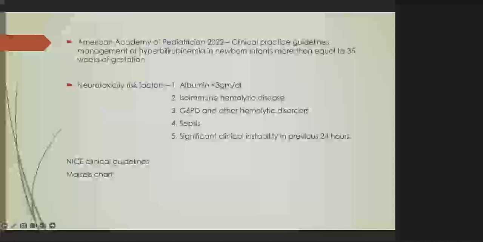So the neurotoxicity risk factors as described in these guidelines are an albumin less than 3 gram per deciliter, isoimmune hemolytic disease, G6PD or other hemolytic disorders, sepsis, and significant clinical instability in the 24 hours preceding the event. And the other charts are the NICE clinical guidelines and the Maisels chart.